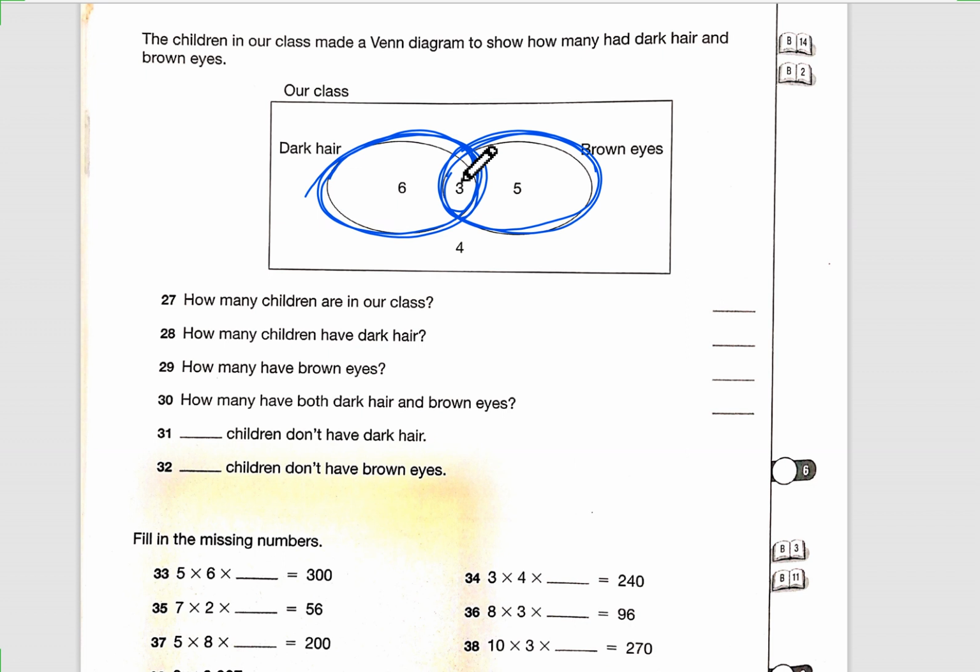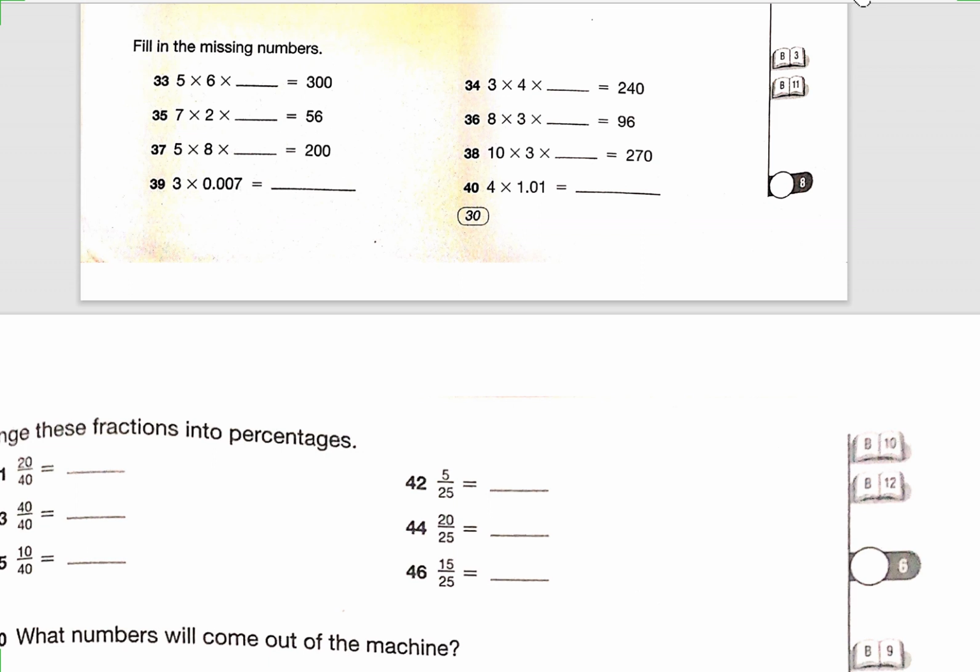So quickly, we go on to number 35. Number 35 says we should fill in the missing number. 5 times 6, 30 times what will give you 300. 3 times 4, 12. 12 times what will give you 240. And that's what you do for all. You check, you multiply. All you just need to do for number 33 is 300 divided by 30. Or 30 times what will give you 300. And I believe we can sort this out.